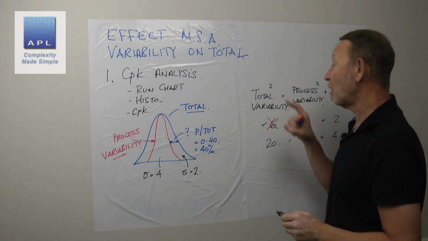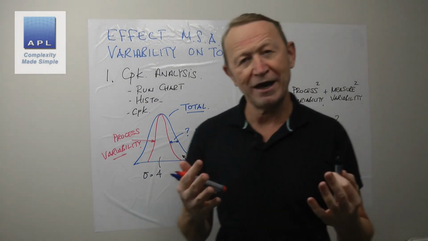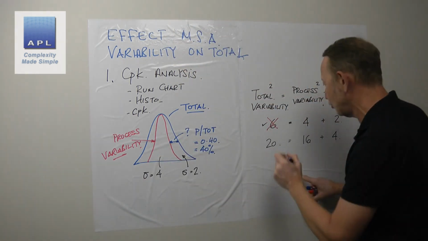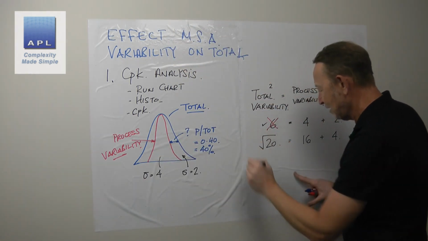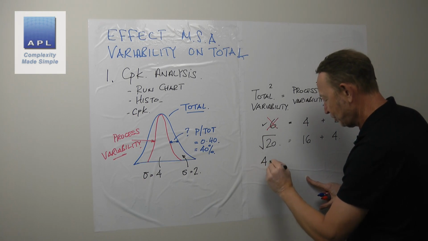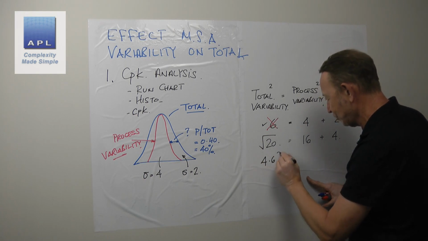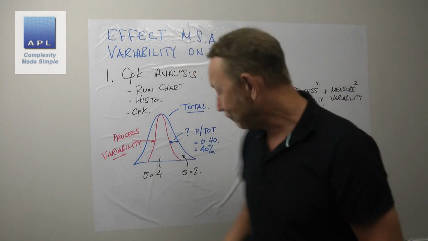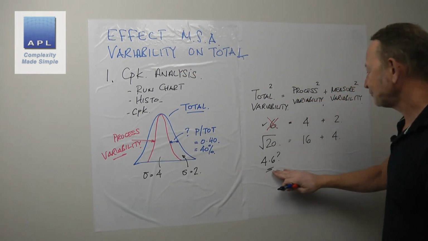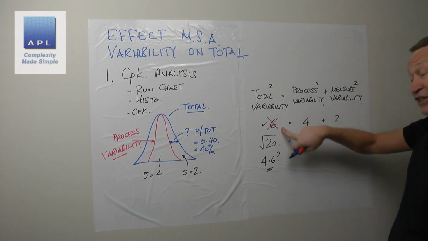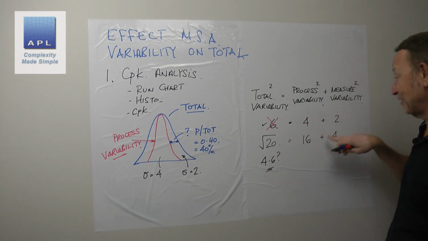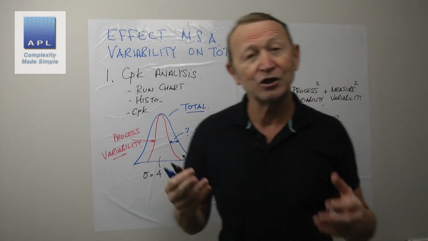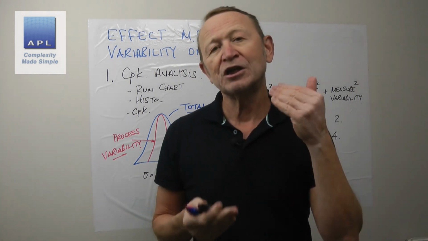But that's total variability squared. So in order to get back to total standard deviation, I'm going to have to take the root, which I think might be 4.6 something. I can't say I can do that off the top of my head, but it's somewhere between 4 and 5 anyway. So you can see this number is very different to just adding these together. So that is how you add standard deviations together. You can't add standard deviations.